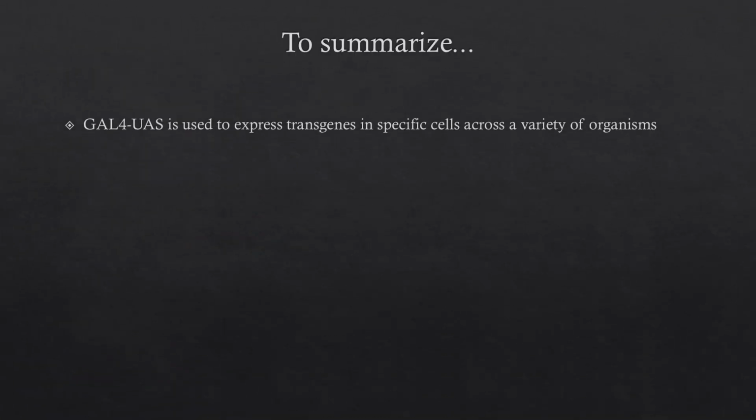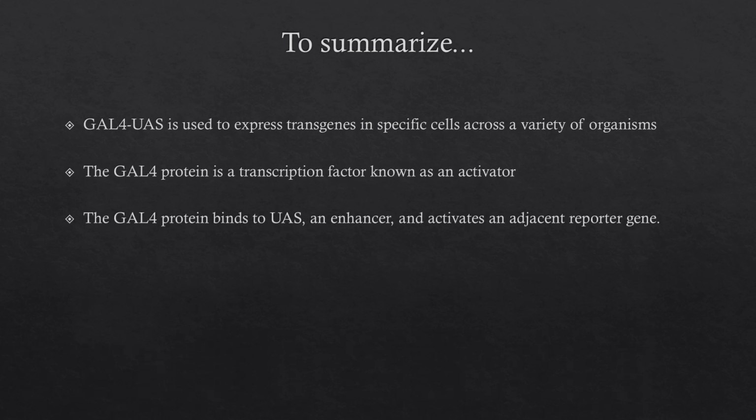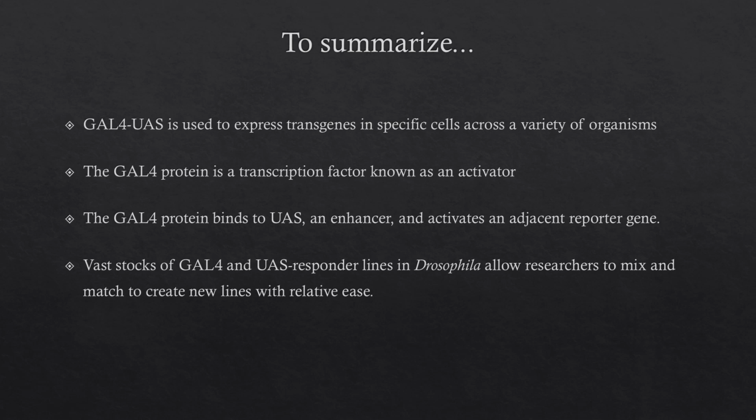To summarize, the GAL4 UAS system is used to express transgenes in specific cells across a variety of organisms. The GAL4 protein is a transcription factor known as an activator. GAL4 binds to UAS, an enhancer, and activates an adjacent reporter gene such as GFP. Vast stocks of GAL4 and UAS responder lines in Drosophila allow researchers to mix and match to create new lines with relative ease.